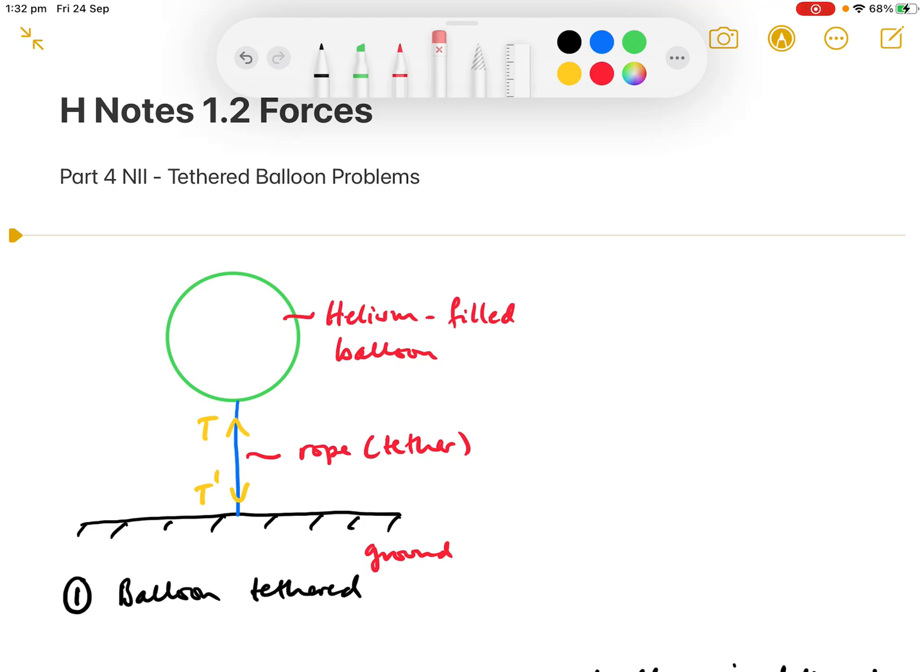Higher Physics Notes, Unit 1, Section 2, Forces. This is Part 4, another application of Newton's second law. This one involves tethered balloons. So it's the tethered balloon problem.